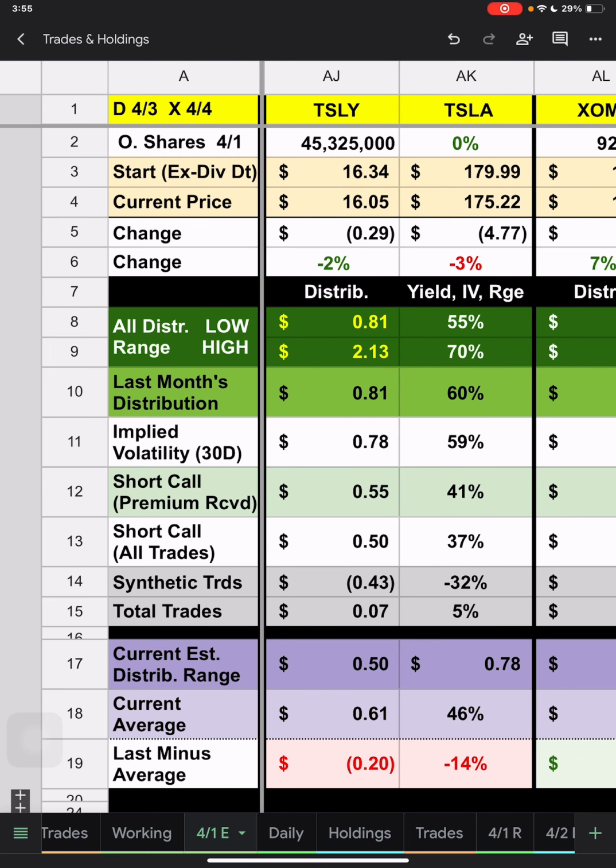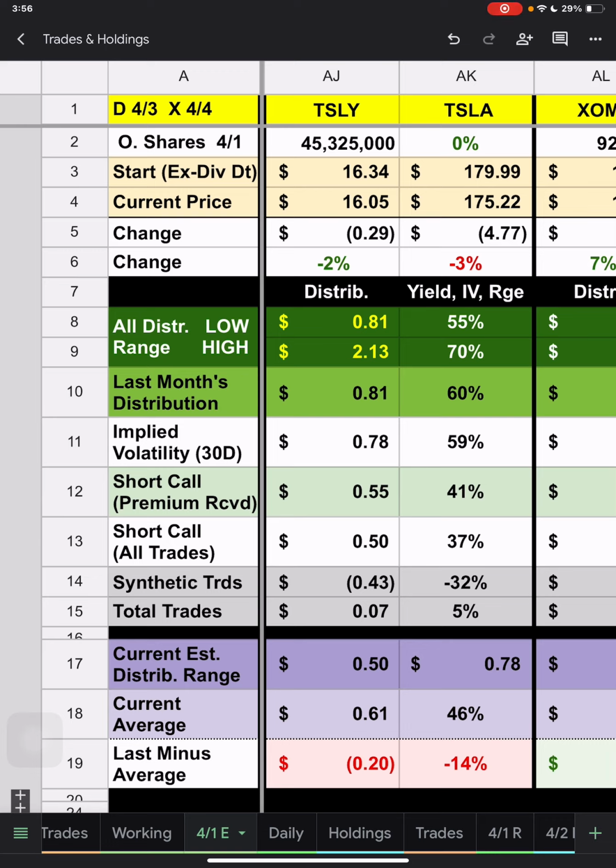Okay. Tesla. That's very interesting. It says 0% change in outstanding shares from last month. What? All right. I mean, all the rest of these are right, so that's got to be right too, right? 0%. Looks like the Tesla fund outperformed Tesla.